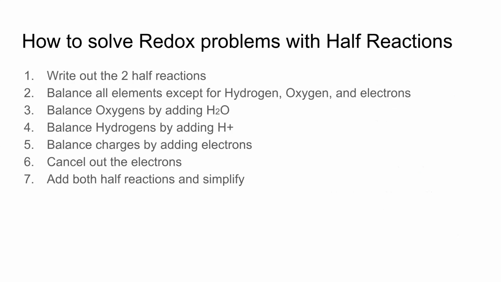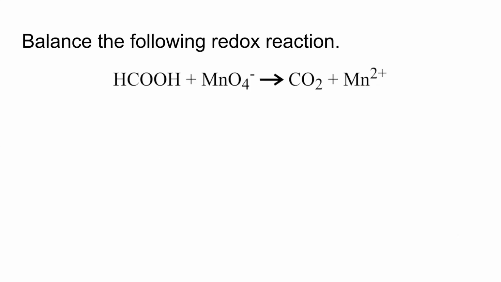So, as you know, not all redox reactions look like the one before. In order to solve them, we can't really use balancing chemical reactions like we're used to. Instead, we solve them through half reactions, which is the steps all labeled here below. If we follow these steps, we can balance the following redox reaction: HCOH plus MnO4 minus produces CO2 plus Mn2 plus.